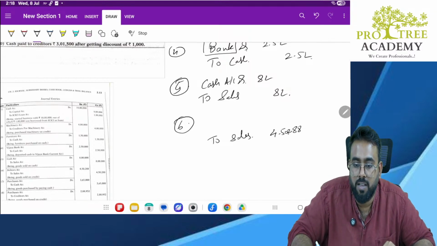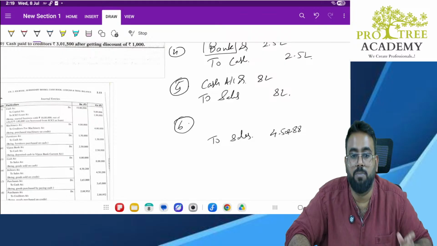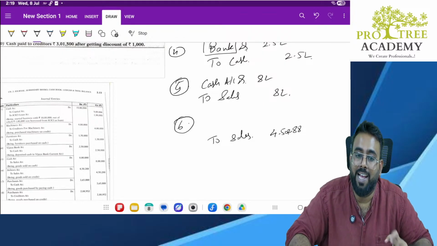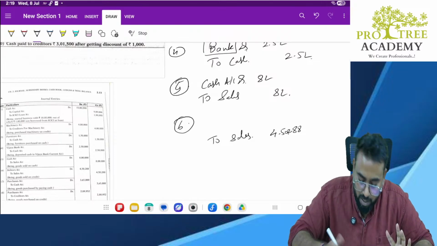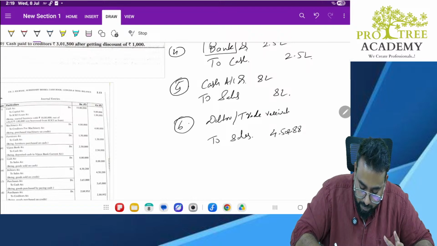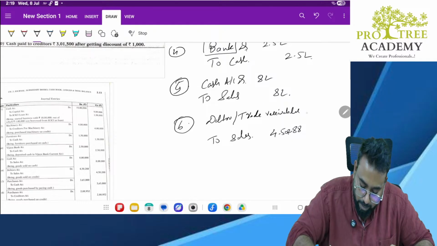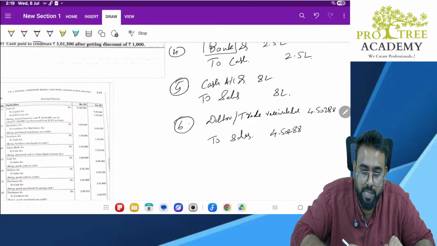Clear? Now, sir, debit what? We are not receiving cash. We are not receiving any bank. Then what will happen, sir? We have receivable. The receivables, our customers from whom we have to receive money, are called debtors, or they are even called trade receivables. So here you can debit debtors or trade receivables. Clear? So it will be 4,50,288. Am I clear? Everybody is understanding? Yes. Okay.